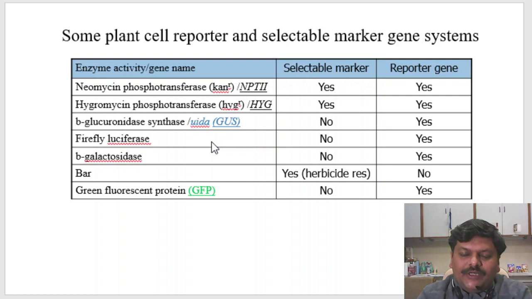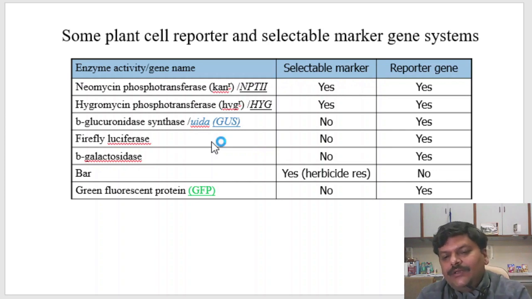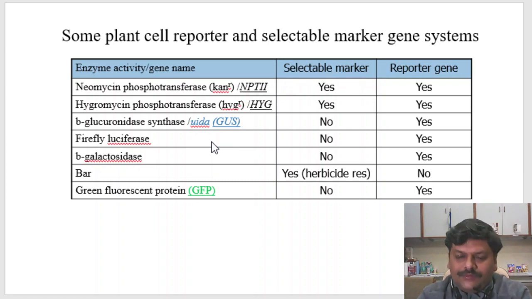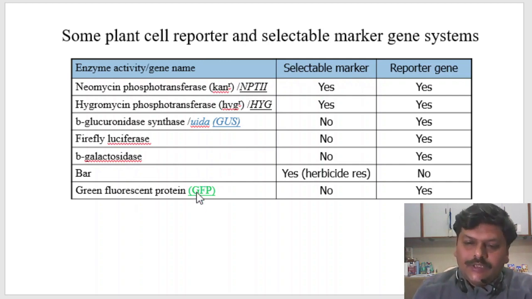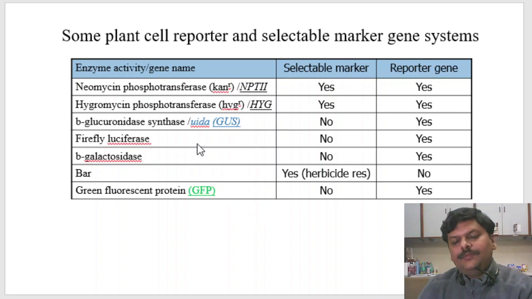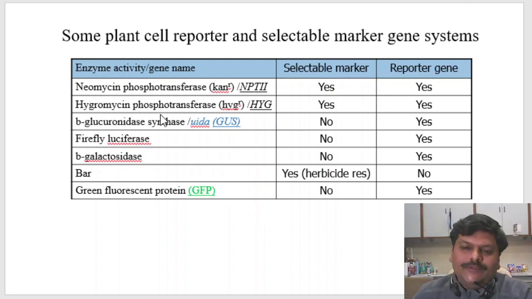There is also a herbicide resistant gene, called the bar gene, which provides resistance towards herbicides. And another interesting reporter gene is green fluorescent protein. It is taken from some sea animals and fish, and if we provide ultraviolet light, these cells start glowing a fluorescent green color if the GFP gene is there. So by a mix of selection marker genes and reporter marker genes, we differentiate between transformed cells and non-transformed cells.